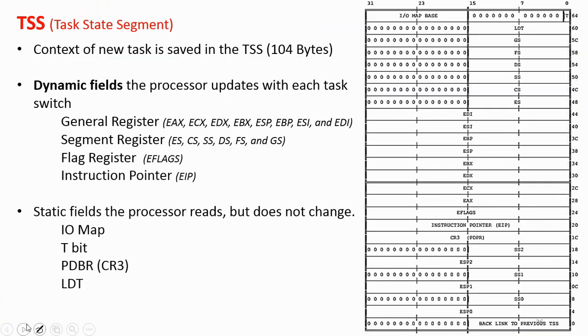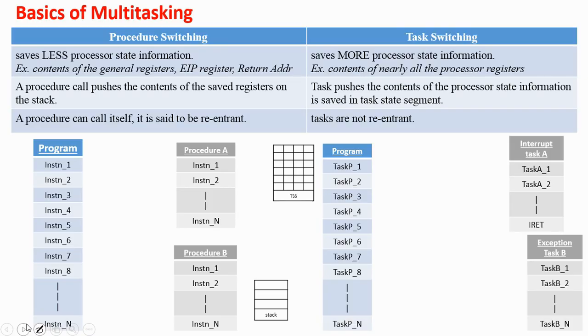Now let's see the TSS, that is, the task state segment. As we have discussed right now, in case of procedure switching, the microprocessor uses the stack, whereas in case of task switching, in order to save lots of information related to the task, the microprocessor uses the TSS. So here the context of the new task and the old task both are saved into the TSS. Whenever task switching happens, it goes from the old task to the new task, and back again.